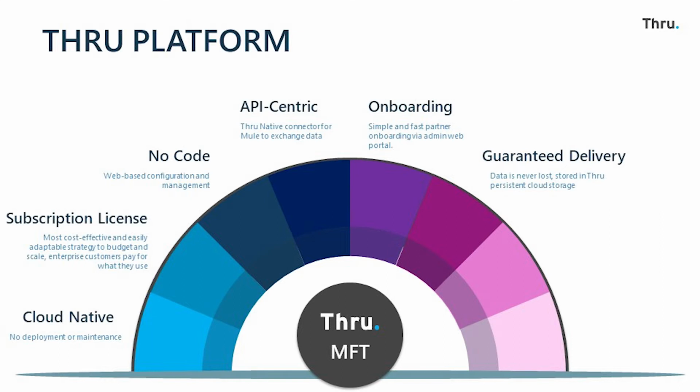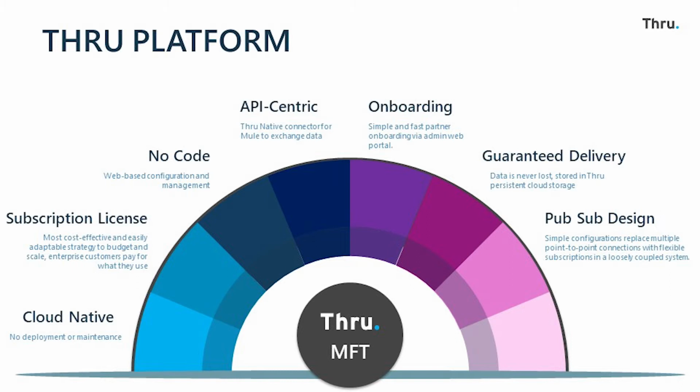Administrators on Thru web portal create organizations, and that automatically creates partner self-service portals where partners can continue configuring their endpoints. Essential feature of Thru is guaranteed delivery. Data is never lost, files are stored in Thru persistent cloud storage. Checkpoint restarts are implemented for all protocols. Alerts on all transfer exceptions are sent, and files are either delivered successfully and then removed by retention policies, or the system retries to deliver the files until it's either success or until the expiration period comes first.